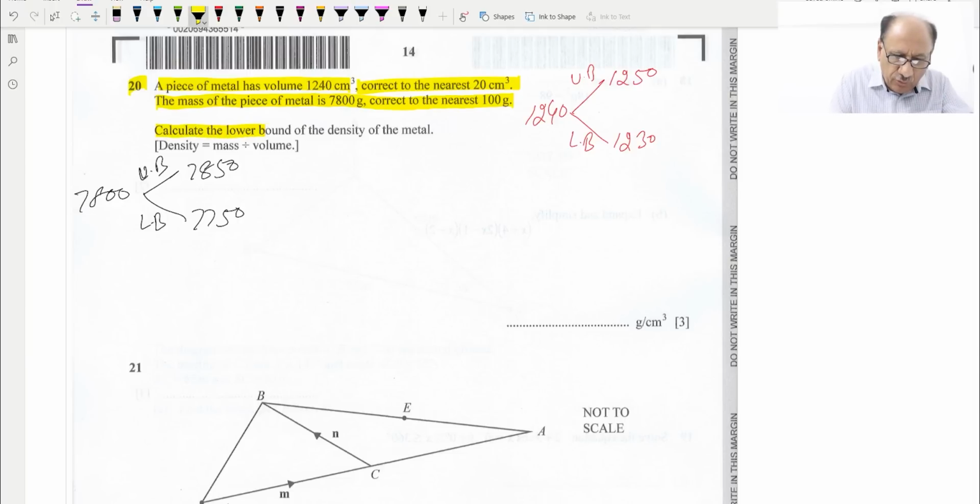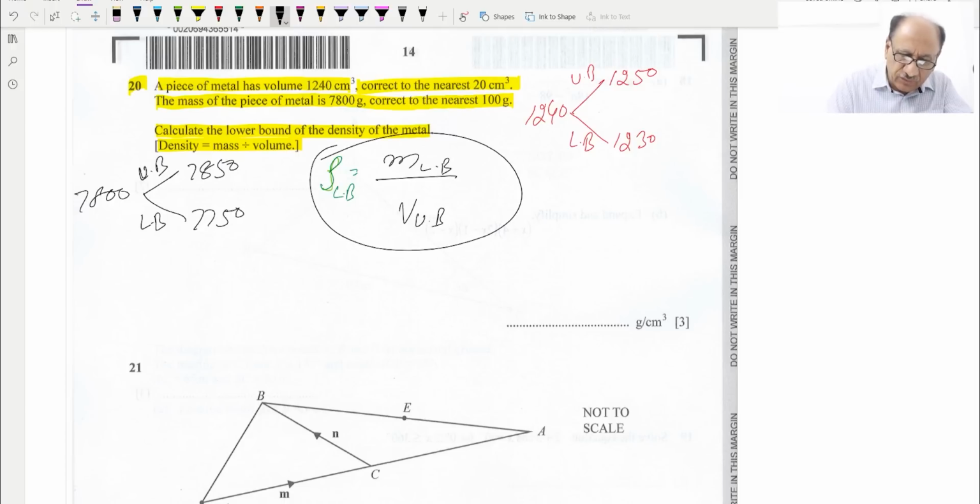Then they are saying calculate the lower bound of the density of the metal. Density is equal to mass over volume. So to calculate the lower bound of density, we need the lower bound of mass and, because it is mass over volume, the upper bound of volume. This is for the fraction which we are doing.